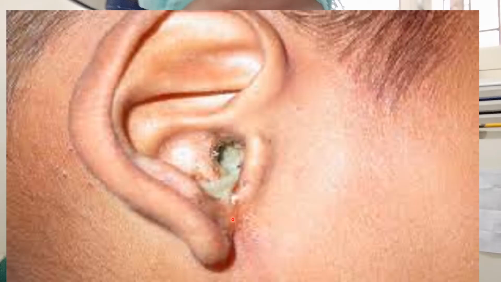Look at this picture. Here you can see discharge, white purulent discharge coming out of external auditory canal, and this is an associated feature of complicated chronic suppurative otitis media.